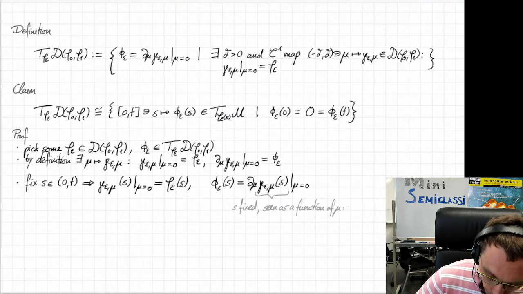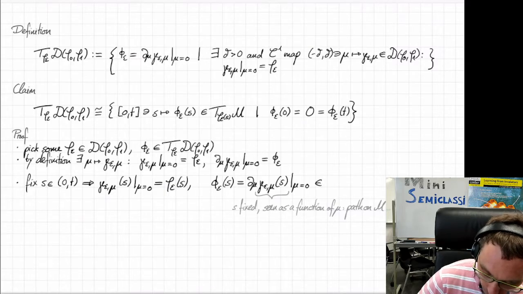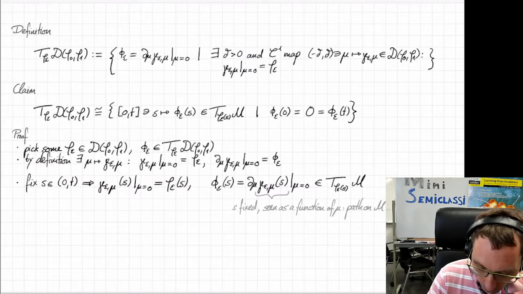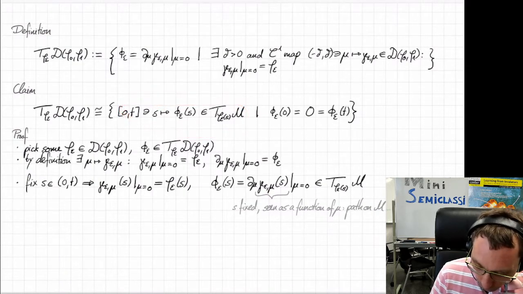This is a path on M. And that means that this here must be an element of the tangent space. Okay, what is our location? Well, it's phi epsilon of S to M, right? And this was this claim here.